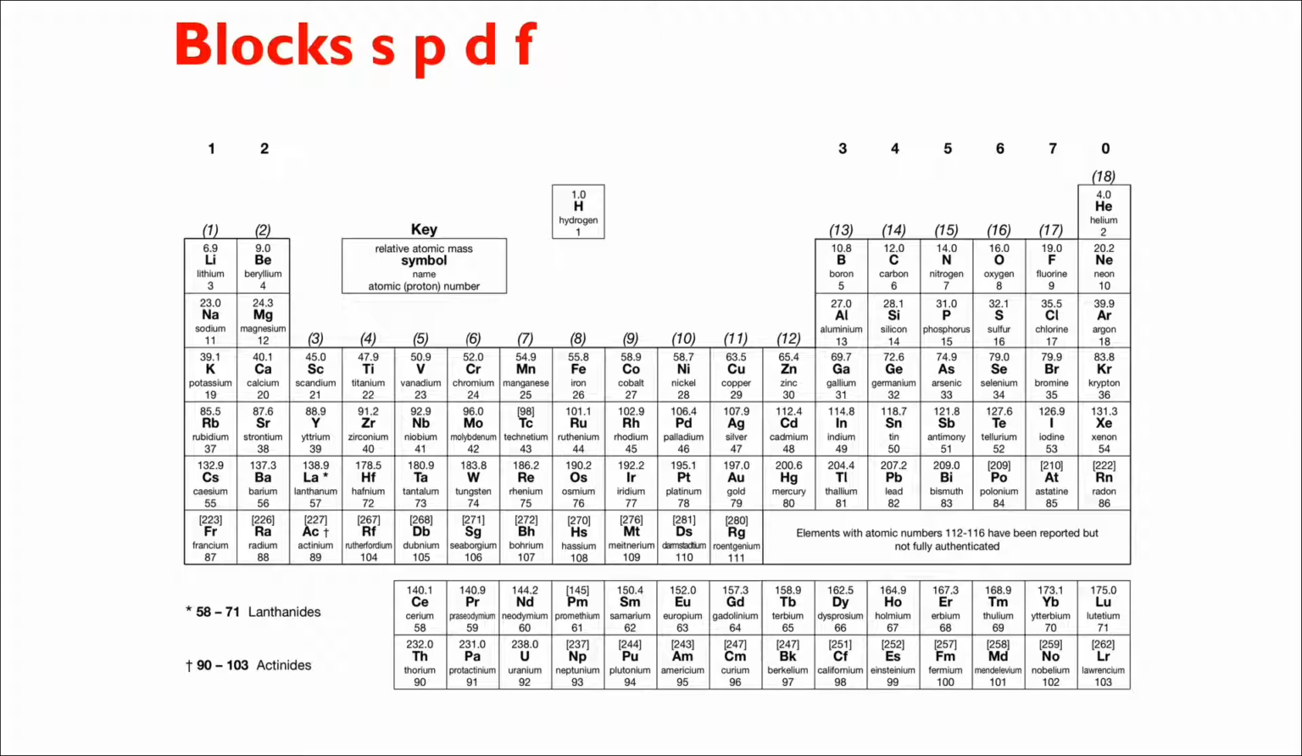Okay, so the blocks in the periodic table tell us the outer subshell for that structure. So lithium, beryllium, the groups 1 and 2 belong to what we call the S block. We have the P block, which is over here. So this is the P block. So all the electrons in the P block will have an outer shell in the P subshell.